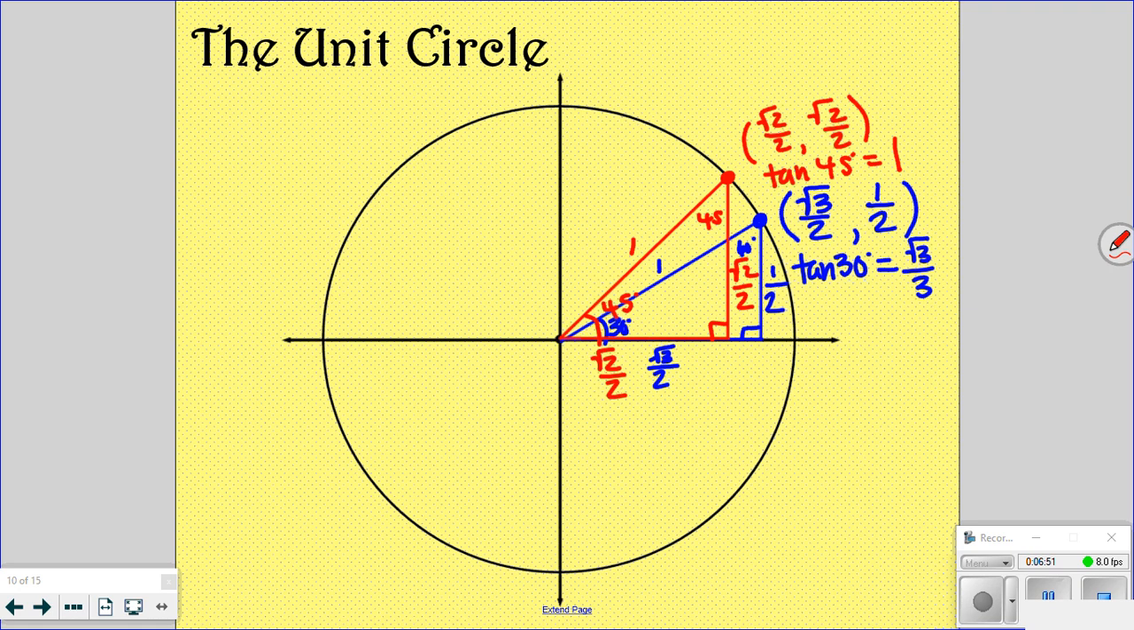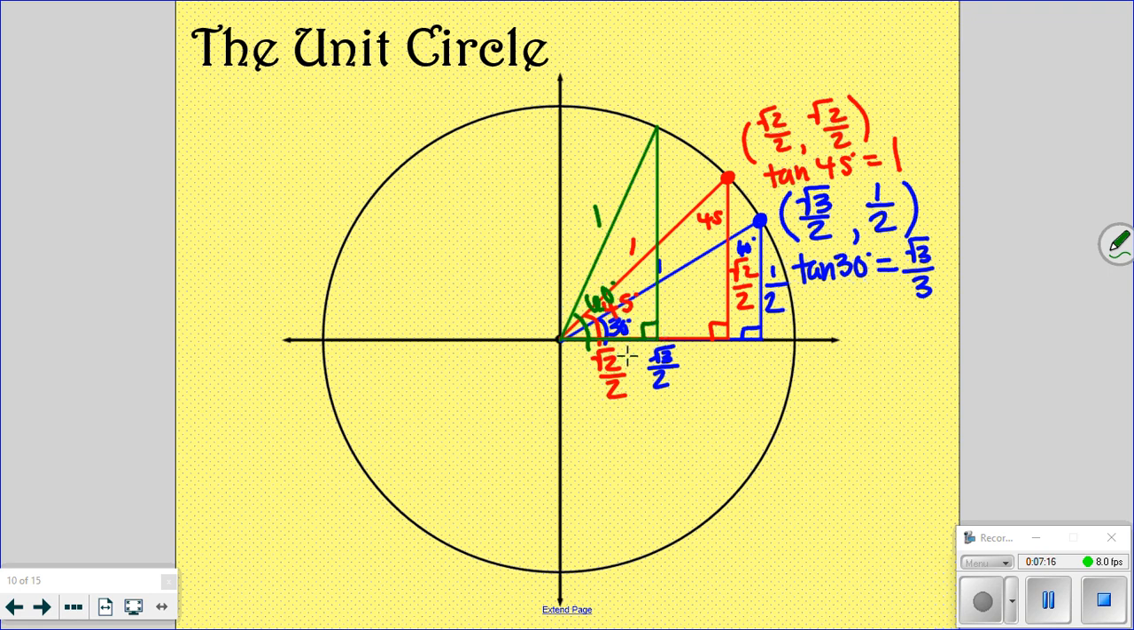Okay? Now we're going to pick up another color pencil. So I'm going to use green now, and I'm going to make a 60-degree angle. So that's going to be about right there. And then we're going to do our right triangle. And so this is a 60-degree angle. Again, the hypotenuse is a 1. This is a right angle.